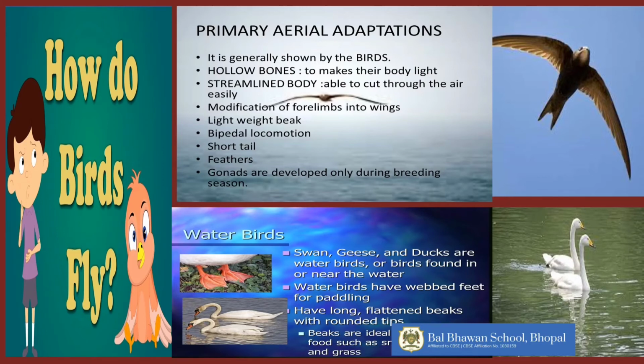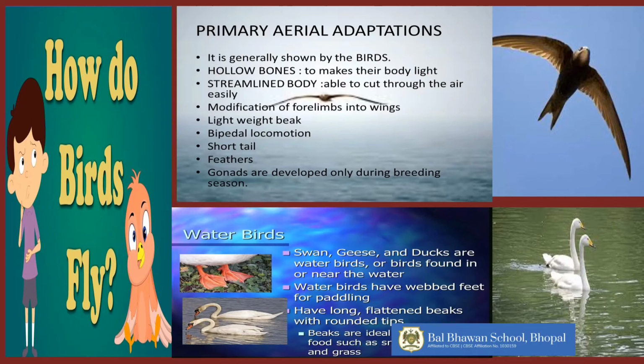And then let us see what the wings are. Yes, here the forelimbs of the birds are modified into wings. And then they have a short tail, and then they have feathers. With the help of these adaptations, birds can easily fly in the air.